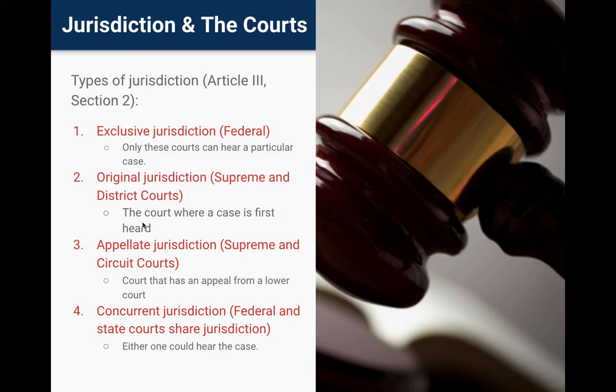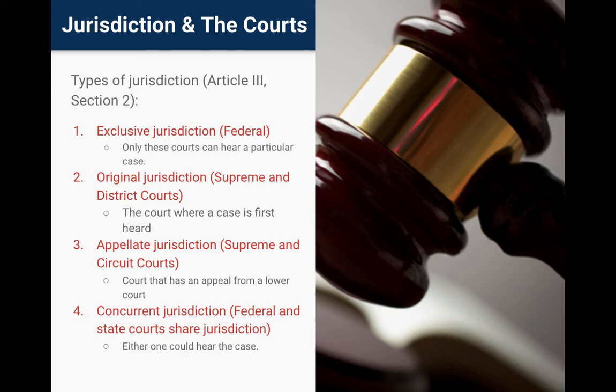Okay? Another type of jurisdiction is called appellate jurisdiction. This is the appeals process. Okay? The federal district courts do not have appellate jurisdiction. They only have original jurisdiction. Whereas the Supreme Court and circuit courts both have appellate jurisdiction, right? And this is where they're hearing cases from a lower court. Okay? And then lastly, you have concurrent jurisdiction.